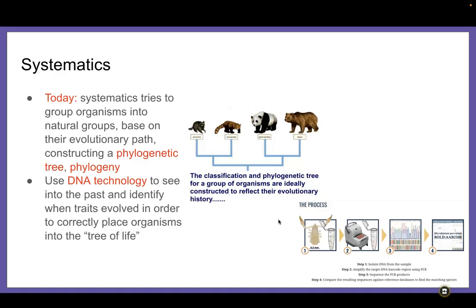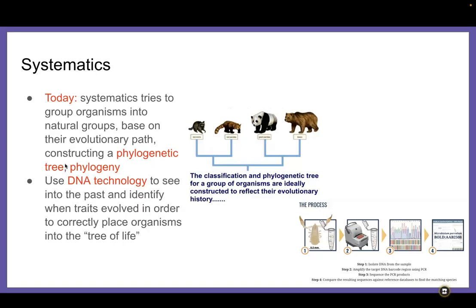Today's systematics tries to group organisms into natural groups based on their evolutionary paths. And we do this by something called a phylogenetic tree or phylogeny. This is an example of a phylogenetic tree here. It's just trying to group things that are more alike. They end up being closer together, you might say, or having a more recent common ancestor than things that are farther away. Basically, it's just a way of making guesses to try and organize how species might have common ancestors or how long ago they might have had a common ancestor from each other. Generally, it's a very, very long time ago.